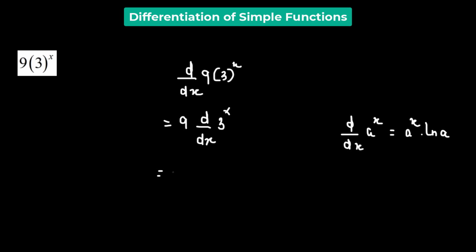So let us apply this. We have a equal to 3 here, so this will be 3 raised to the power of x times the natural log of 3. So the final form will be 9 times 3 raised to the power of x times the natural log of 3. So this is the derivative.